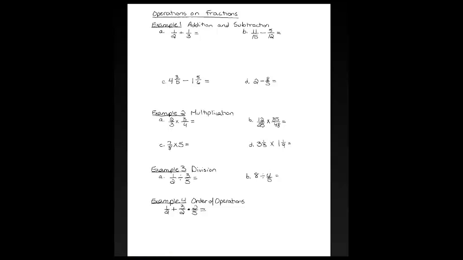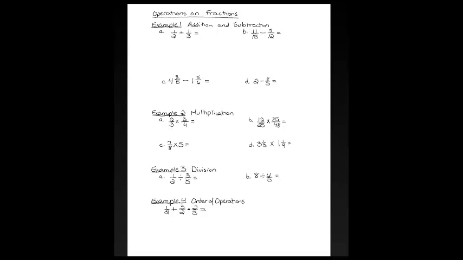Now, when adding and subtracting fractions, the key is to find a common denominator. You can only add or subtract two fractions if they have the same denominator. So looking at these examples, starting with 1/2 plus 1/3, our goal is to rewrite these fractions as equivalent fractions that have the same denominator.